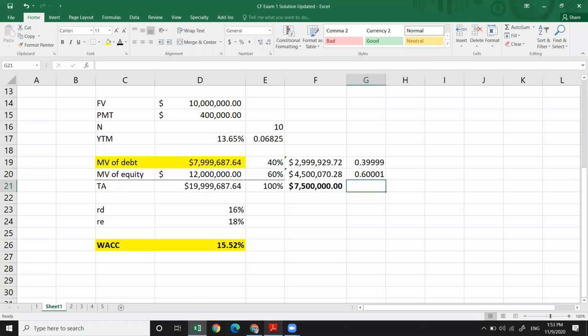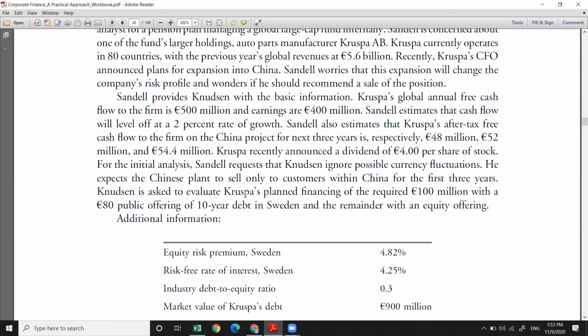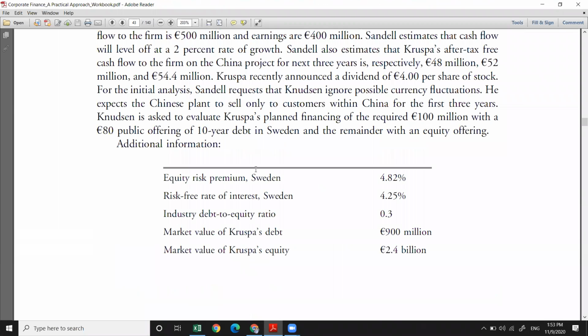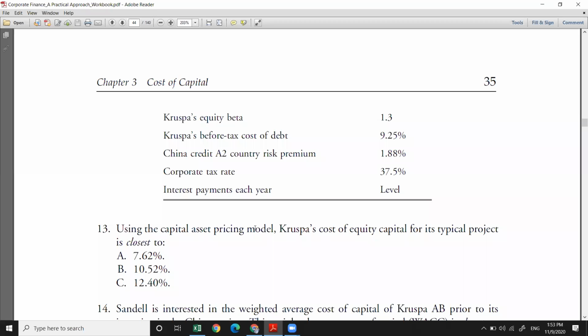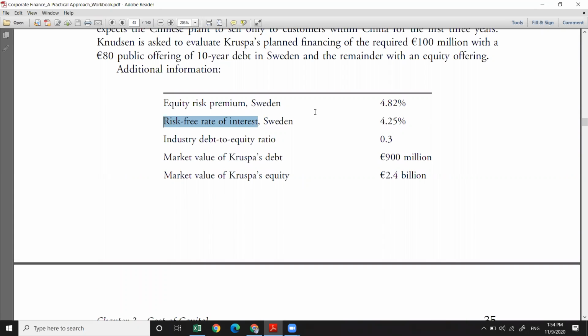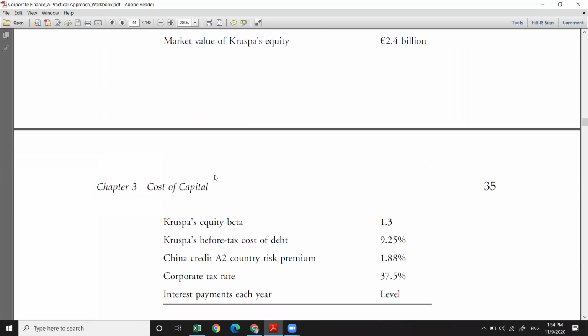Question 13. This information is given, and I'm not going to read it. I'm going directly to the question itself. Using all the information provided, you're asked to calculate, using the capital asset pricing model, CAPM, the cost of equity capital for a typical project. We need to use the CAPM model. It's straightforward. You just get the numbers from here, like the risk-free rate. Then you use the beta. Where is our beta? Here, 1.3.